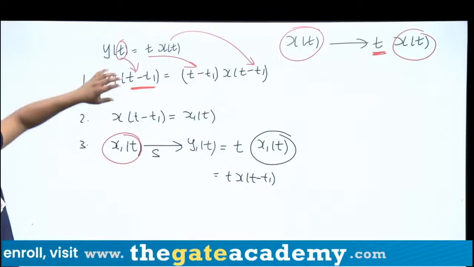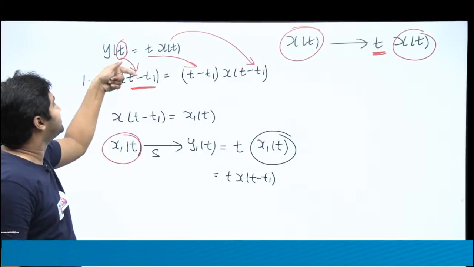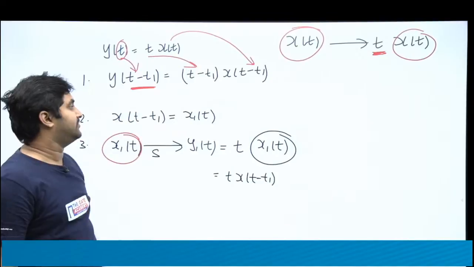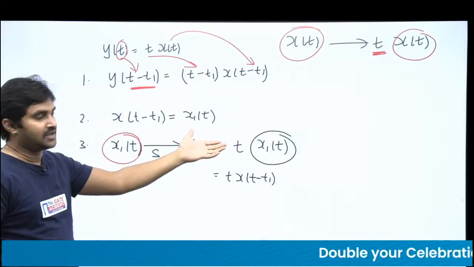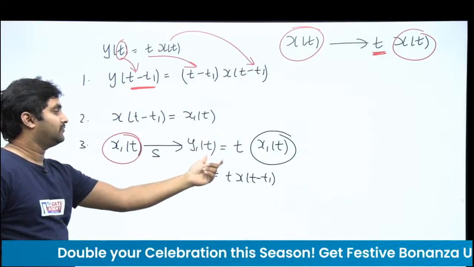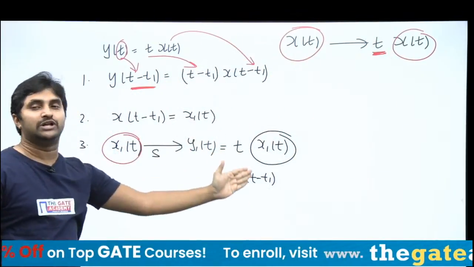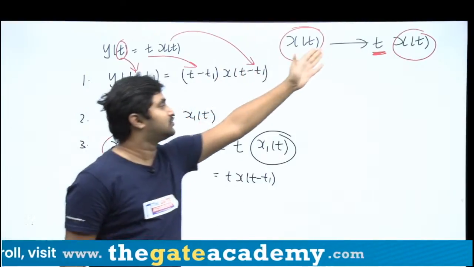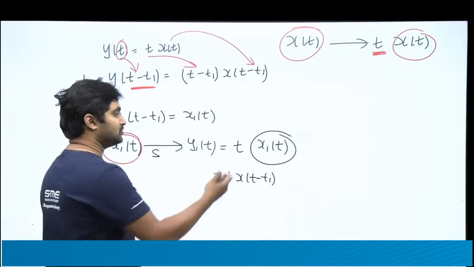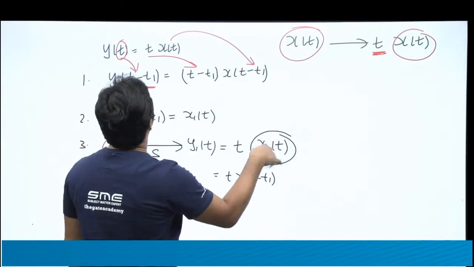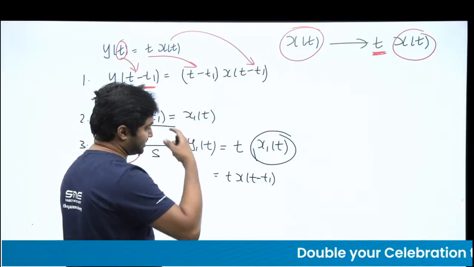I repeat once again. First thing is that we find out what is y of t minus t1: just replace t with t minus t1. Now I am just considering x of t minus t1 as x1 of t. Here x1 of t is leading to y1 of t. What is y1 of t? If x of t leads to t into x of t, x1 of t has to lead to t into x1 of t, right? So t times x1 of t, and x1 of t is nothing but x of t minus t1, right? Yes or no?